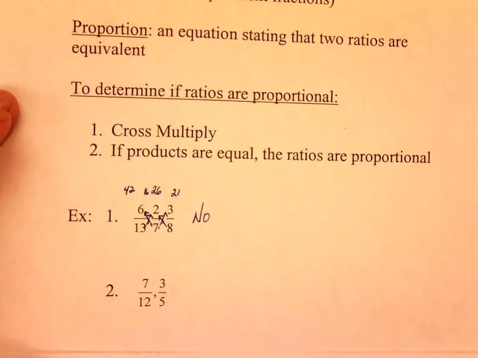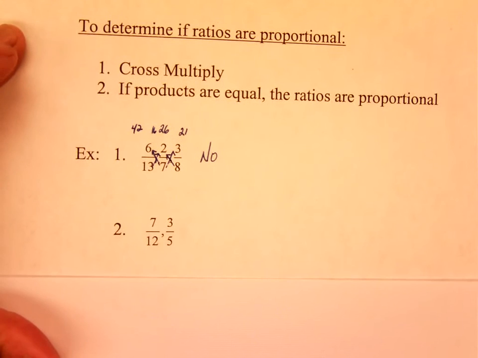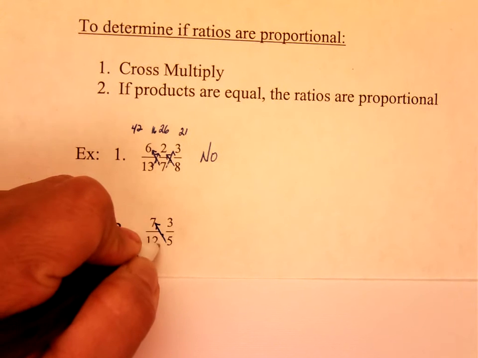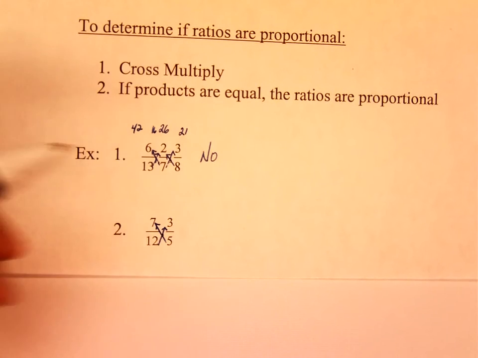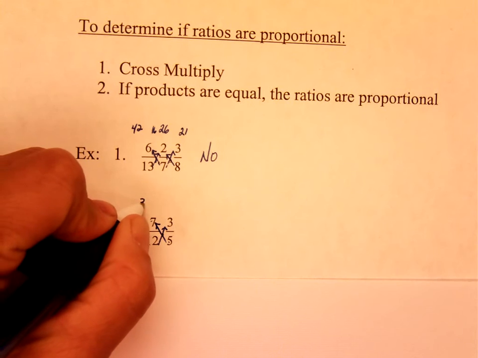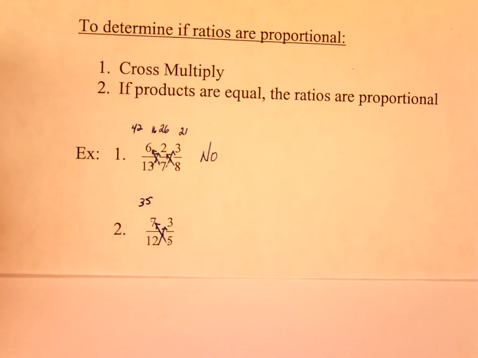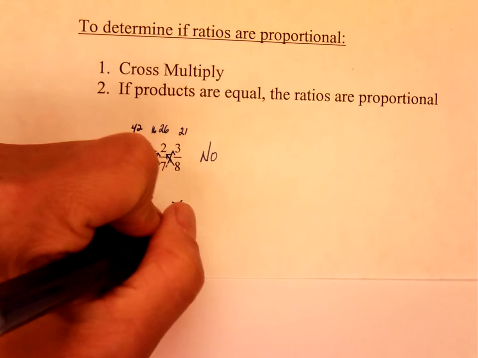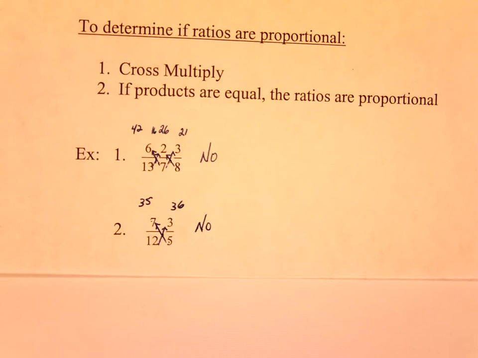Let's look at example 2. You have 7/12 and 3/5. So you're going to cross multiply. So 5 times 7 is 35, and 12 times 3 is 36. Are they the same numbers? They are not, so the answer is no. They are not proportional.